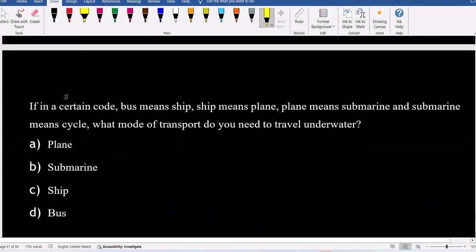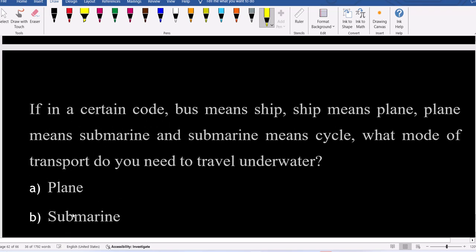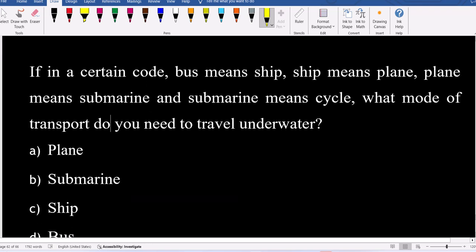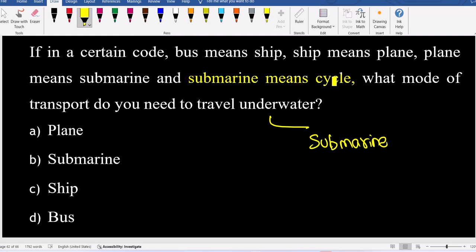Right, one more similar question. So what is your answer here? To travel underwater, which is used underwater. So underwater we'll use not plane, bus, and also submarines are used to travel under water. And in the question, submarine is nothing but called cycle. So your answer should be cycle, not there. It's not there.